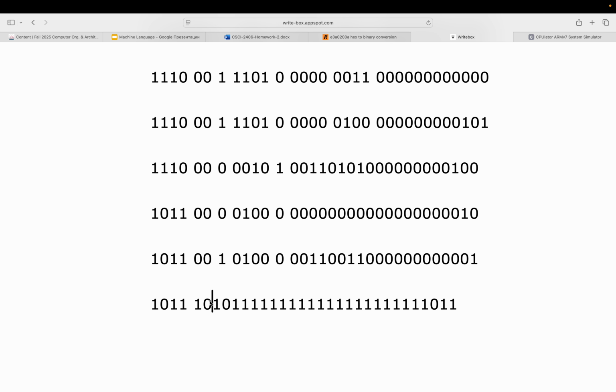Then, see guys, this one is different. We have 1 0, not 0 1, and it is a branch instruction. Beforehand it was a data processing instruction when we had 0 0, but 1 0 basically represents a branch instruction. Great, let's move on to the next one.